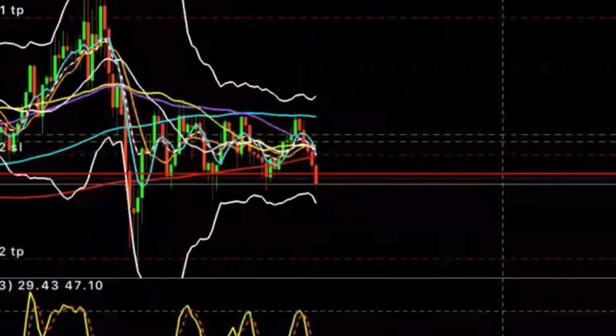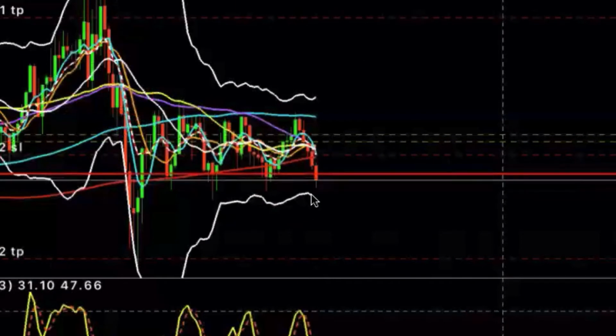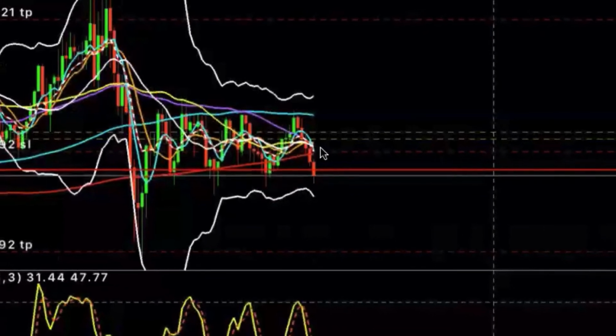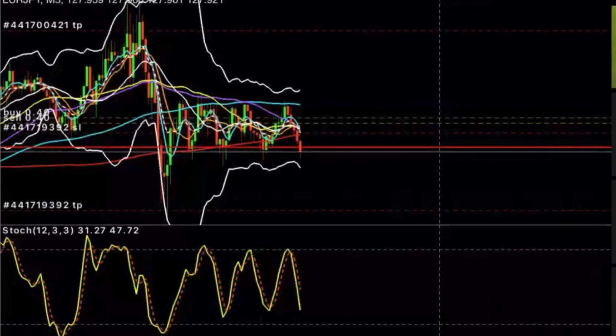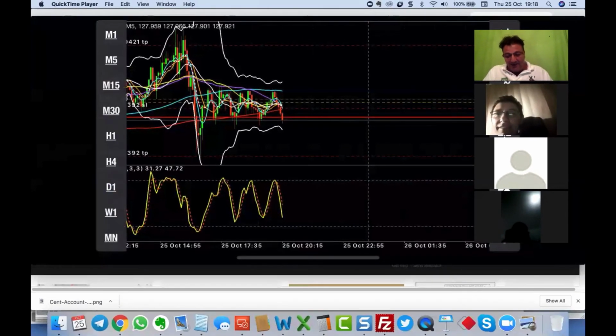Come on, little birdie. There we go. Retraced. So it's almost touching the Bollinger Band. Here is your support over here. Boom, back up again. It's crazy. I mean, it's just like taking candy from kids. It's so simple. So let's go check out the 15 minute.